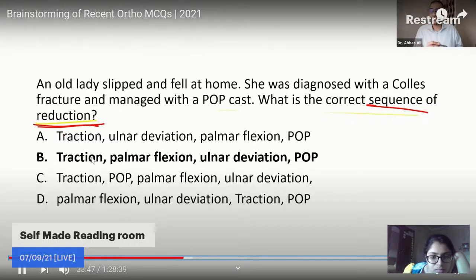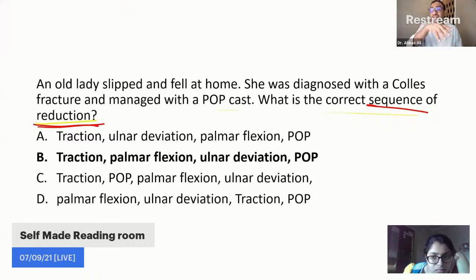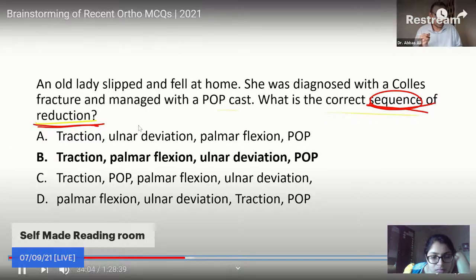The application of the cast will be in this position. That is pronation, palmar flexion, ulnar deviation. Right? Pronation, ulnar deviation, flexion. This position, the hand shaking position, you will apply the cast. The question is asking the sequence of reduction. How will you reduce?